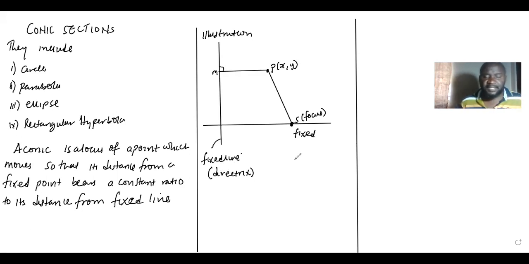Okay, so we are saying point P moves so that the distance from a fixed point bears a constant ratio to its distance from a fixed line. So with that note, the distance, for example, SP, its ratio to MP is supposed to be equal to E, and this E is what we shall be calling the eccentricity of the parabola. So if that ratio is a constant, then it is describing a conic.